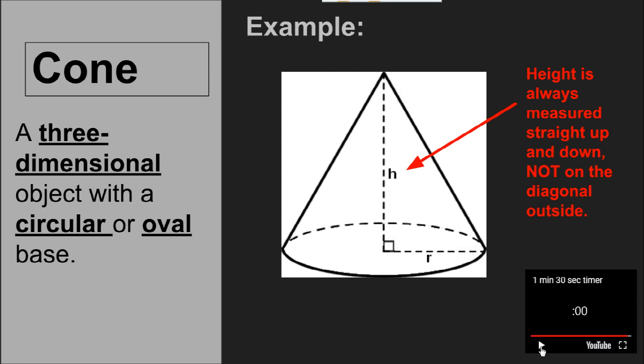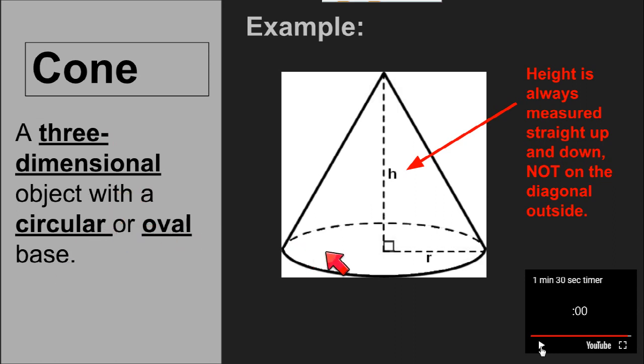Okay, guys, hopefully a chance to write this down. Let's go ahead and go over it. One more time, everybody say our word cone. All right, so help me out with it. So a cone is a 3D object with a circular or oval base.